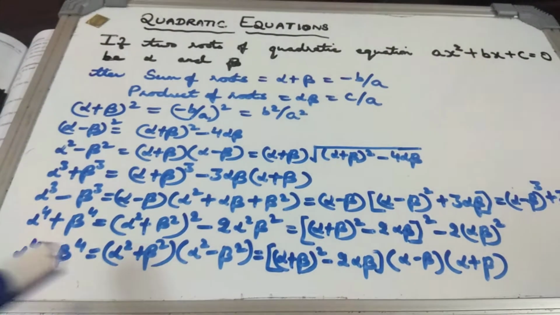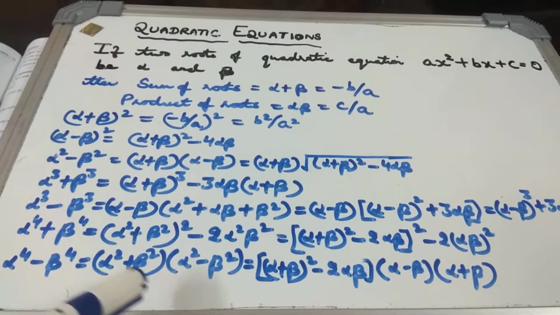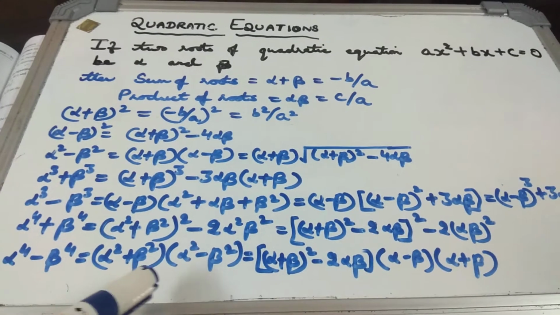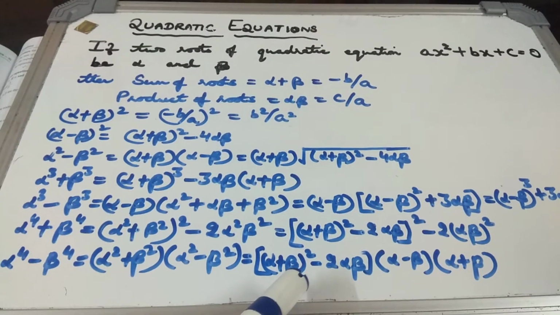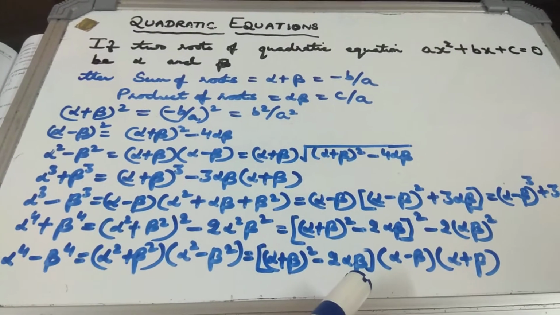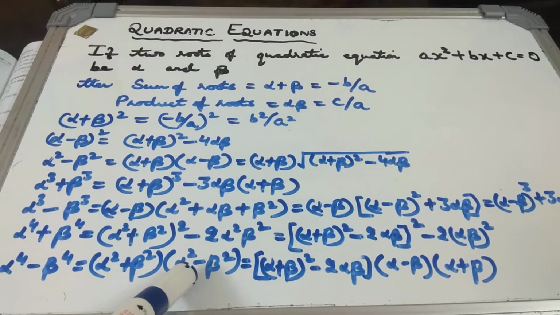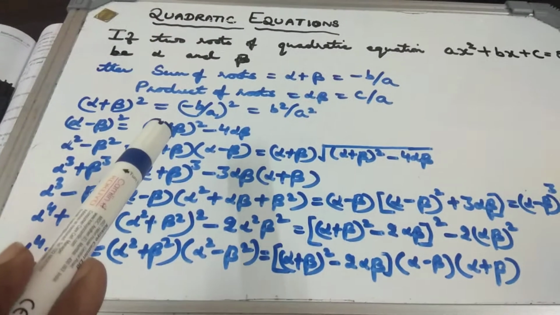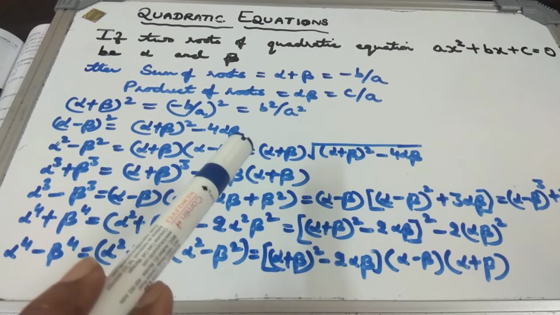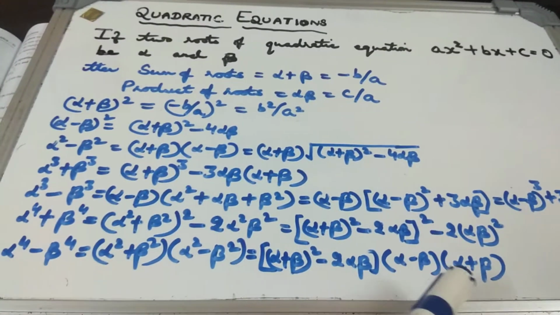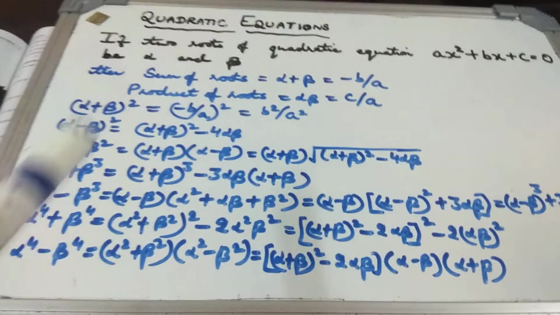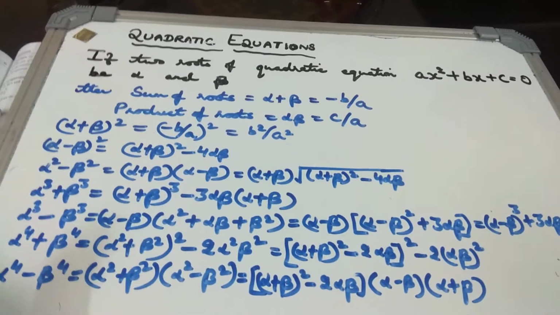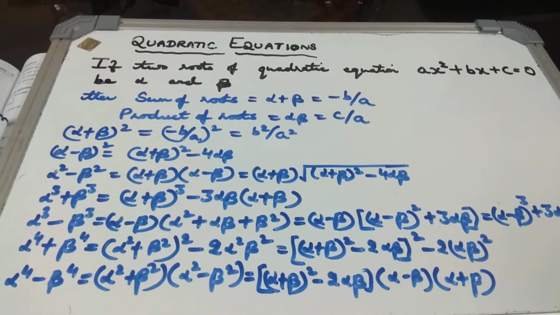Similarly, alpha to the power 4 minus beta to the power 4 is alpha square plus beta square into alpha square minus beta square, and alpha square plus beta square could be again resolved into alpha plus beta whole square minus 2 alpha beta, and alpha square minus beta square could be written as alpha minus beta into alpha plus beta, and alpha minus beta you can write it from here as under root alpha plus beta whole square minus 4 alpha beta, into alpha plus beta, so that all these expressions will be changed into the terms of coefficients using these identities or these formulae based on symmetric roots.